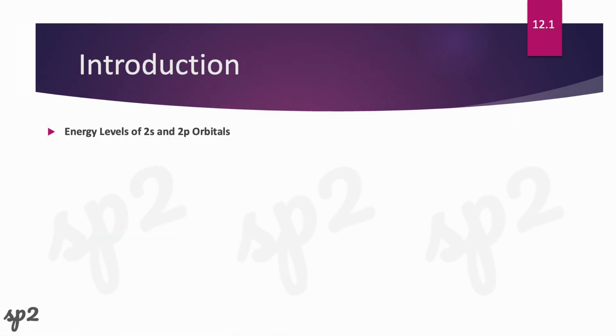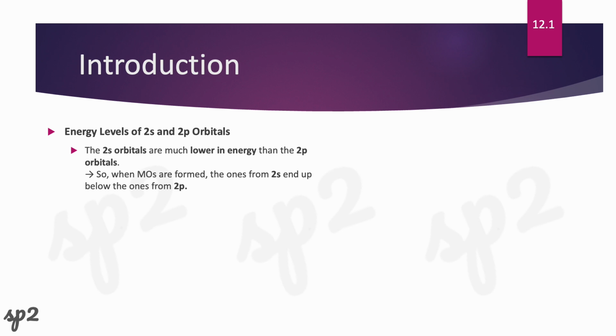Starting with our introduction. As you probably remember, the energy of the 2s and 2p orbitals are different, right? The 2s orbitals are much lower in energy than the 2p orbitals. And as a result of that, when they are forming the MOs, the molecular orbitals, the ones from the 2s end up below the ones from the 2p, okay?